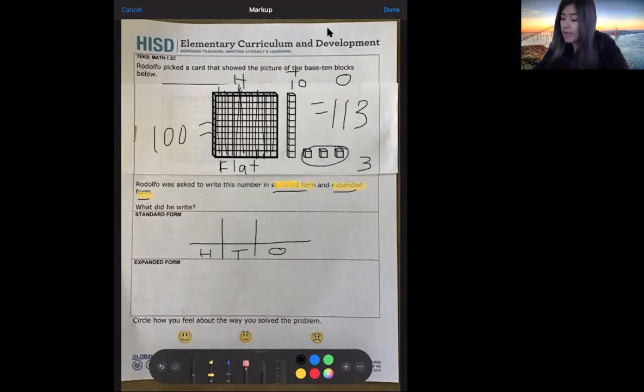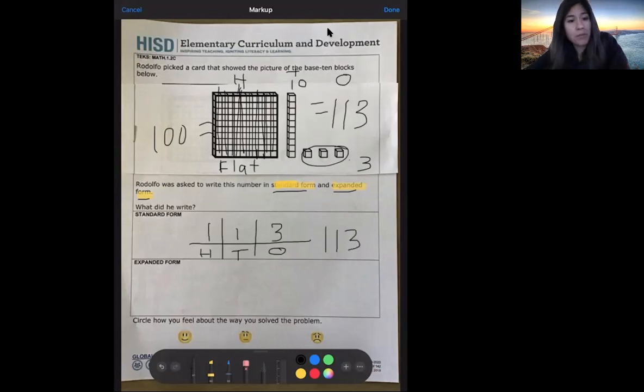Now, in this case, how many hundreds do you see represented here? 1. How many tens? 1. And how many ones? 3. So, boys and girls, there you have it. The number written in standard form is 113.